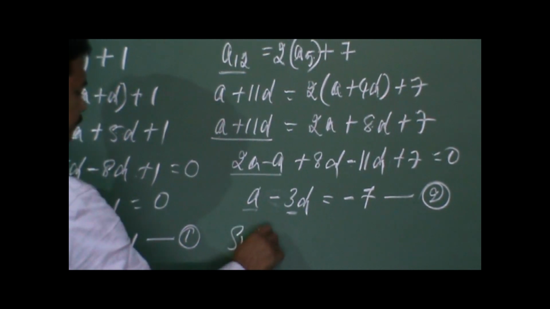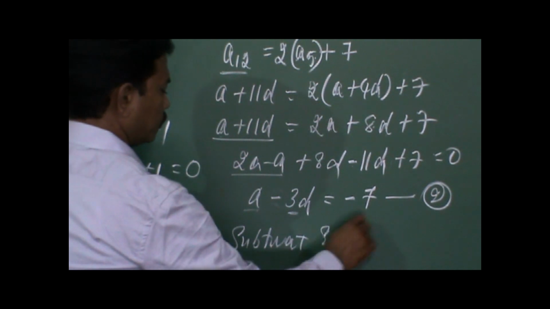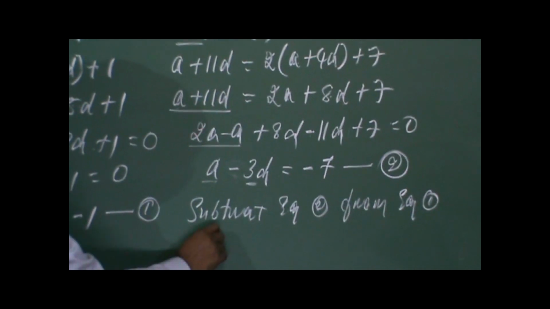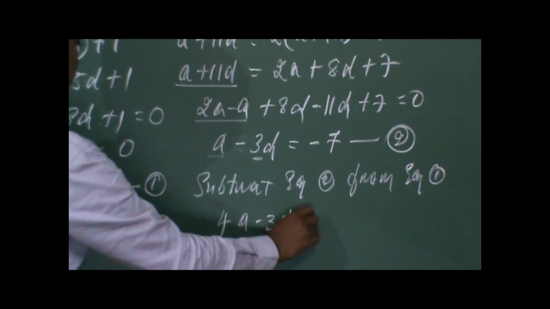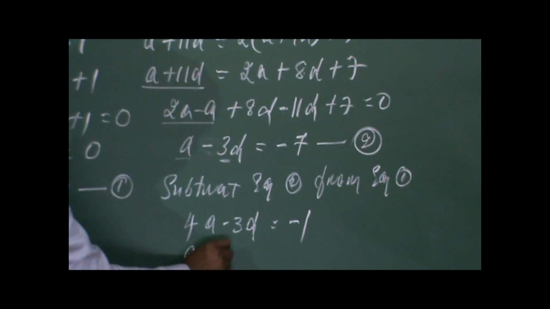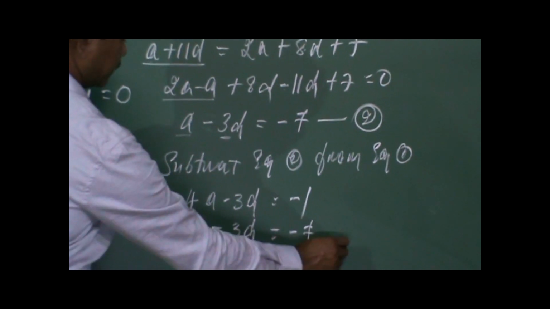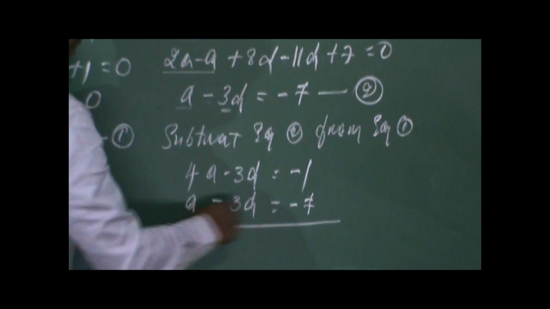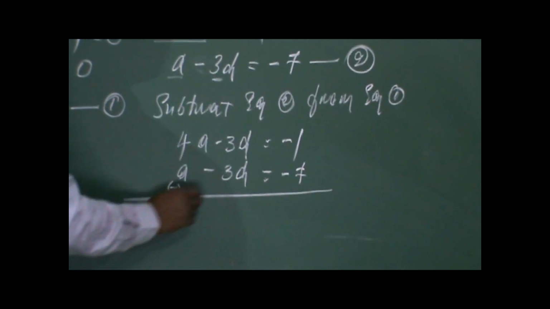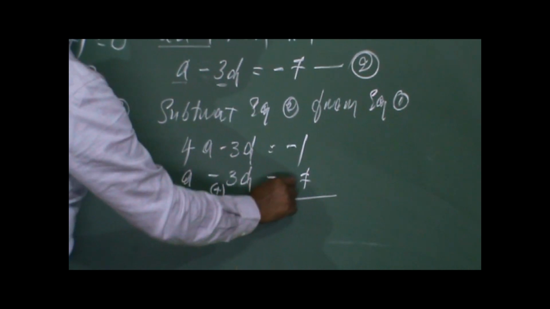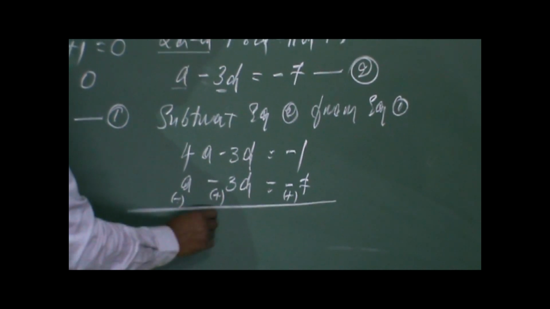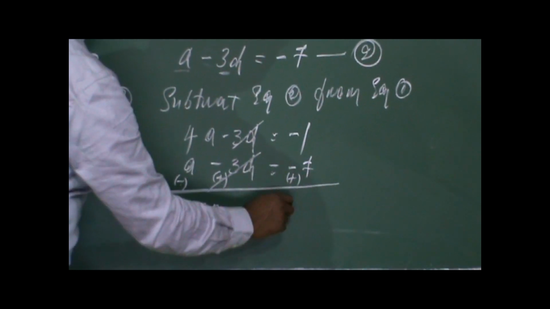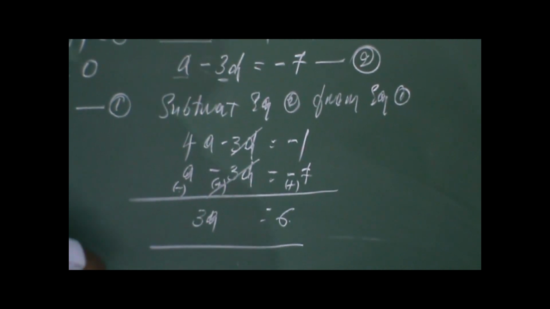So subtract equation 2 from equation 1. So write the equation 1 first. 4a minus 3d is equal to minus 1, and a minus 3d is equal to minus 7. So if an equation is going to get subtracted from the first linear equation, the sign of the terms changes. So it becomes minus a, it becomes plus 3d, it becomes plus 7. So 4a minus a is 3a, minus 3d plus 3d is going to cancel, plus 7 minus 1 is 6.